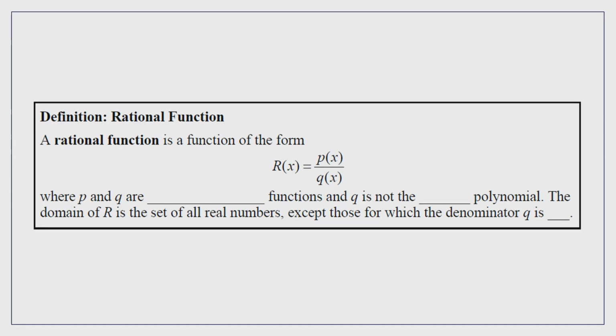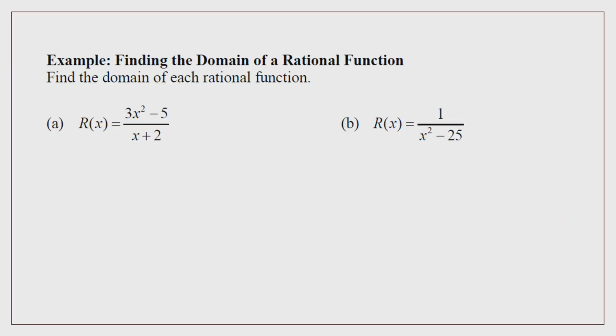So a rational function is a function of the form r of x equals p of x divided by q of x, where p and q are polynomial functions and q is not the zero polynomial. The domain of r is the set of all real numbers except those for which the denominator q is 0. For our first set of examples, we're going to find the domain of a rational function.